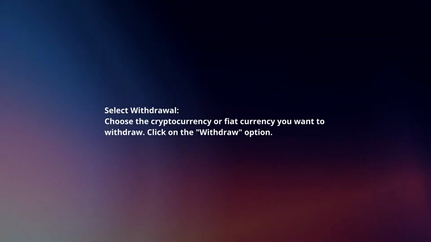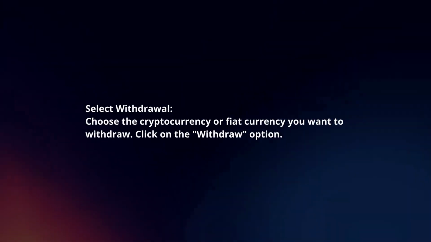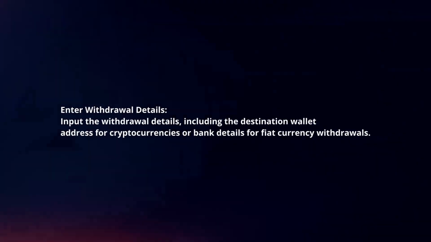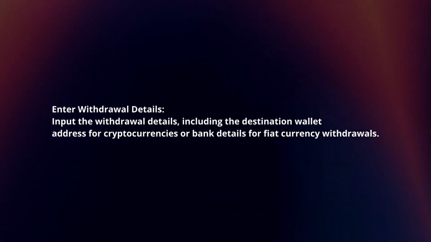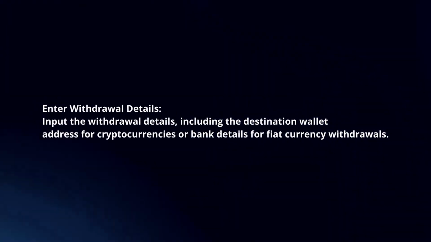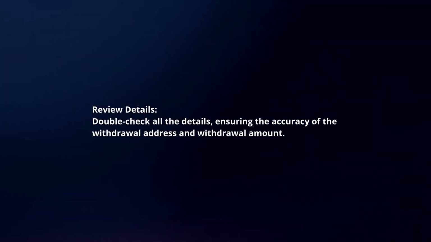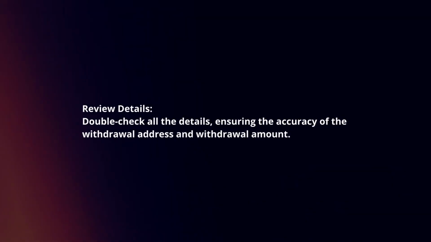Select Withdrawal. Choose the cryptocurrency or fiat currency you want to withdraw. Click on the Withdraw option. Enter withdrawal details. Input the withdrawal details, including the destination wallet address for cryptocurrencies or bank details for fiat currency withdrawals. Review details. Double-check all the details, ensuring the accuracy of the withdrawal address and withdrawal amount.